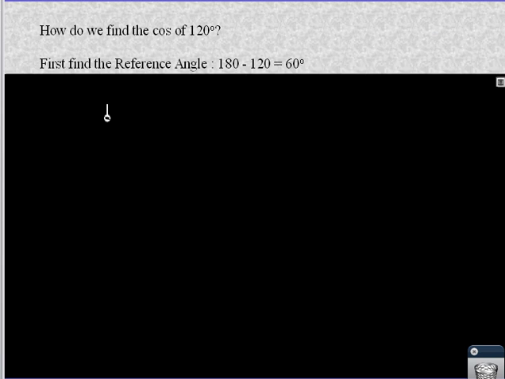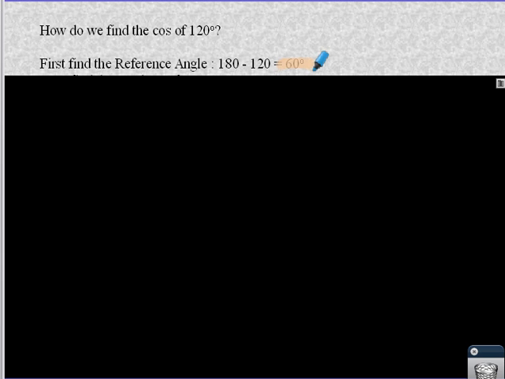How do we find the cosine of 120? So you could put it in your calculators, but that's not how we're going to do it, because it turns out we can use a special right triangle to find the cosine of 120. What do we have to do? First thing we want to do is find our reference angle. So remember, we're going to subtract 120 from 180. Our reference angle is 60.